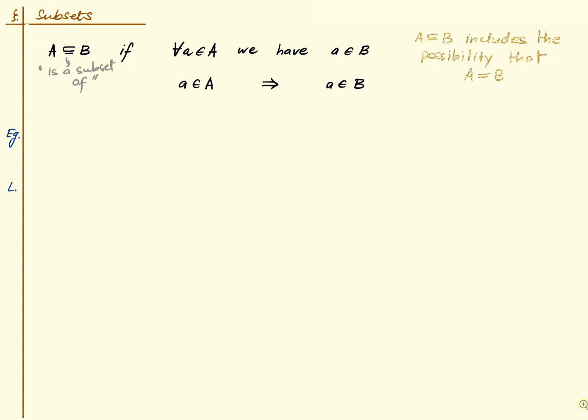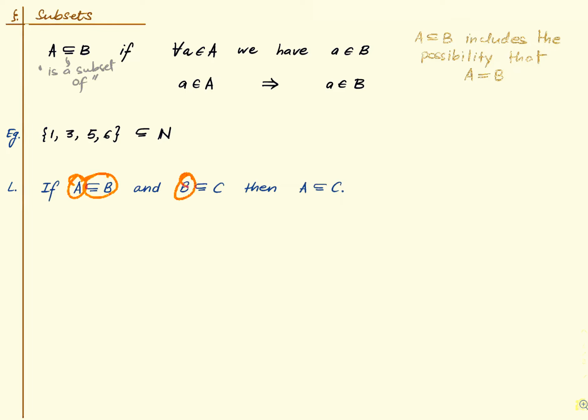All right. So let's see an example. This is a subset of natural numbers because everything here is a natural number. So that's clearly true. And here is a very simple lemma. If A is a subset of B and B is a subset of C, then A is a subset of C. In words, it just says that if everything in A is in B and everything in B is in C, then everything in A is in C.